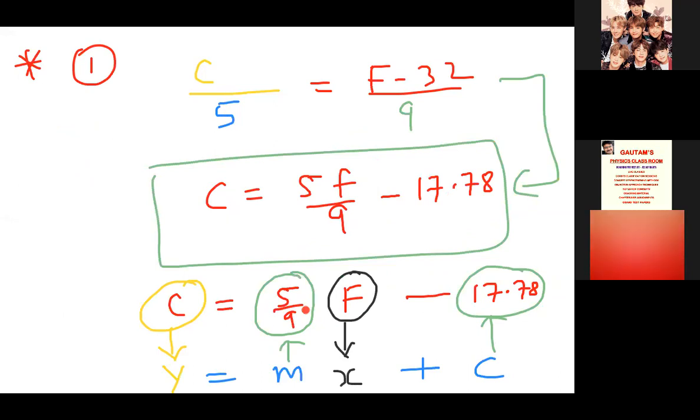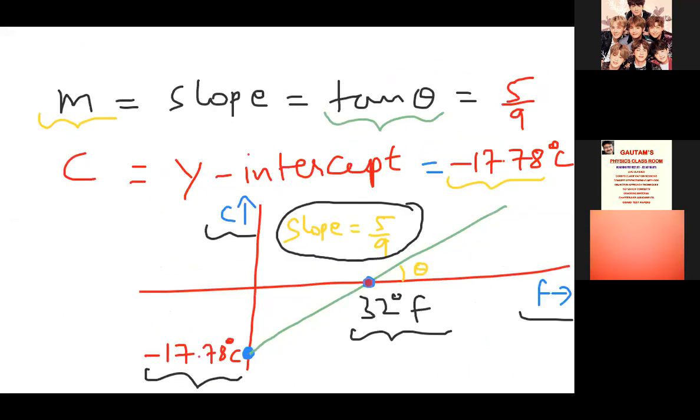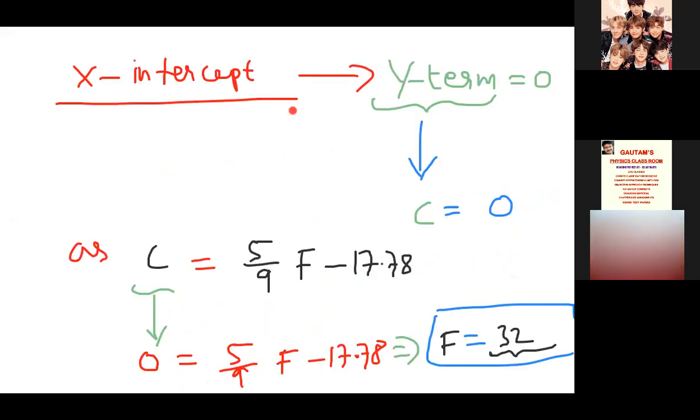And finally, I got the graph like this, taking x-intercept 32 degree Fahrenheit and y-intercept minus 17.78 degrees centigrade. This is the x-intercept information also. I think you are clear with this one now. Fine. Let us see the next one.